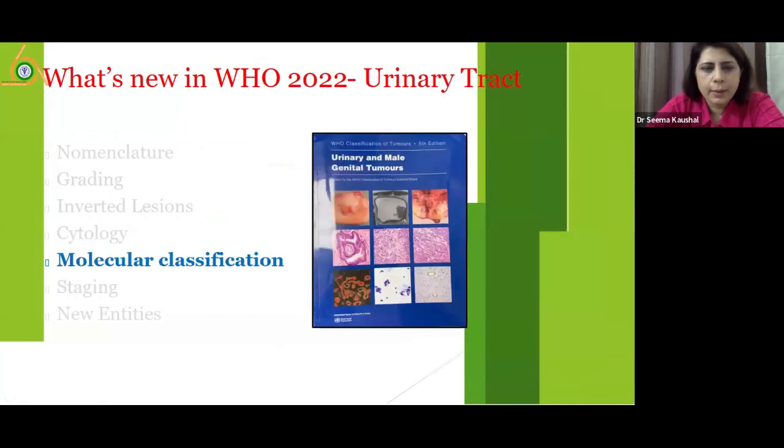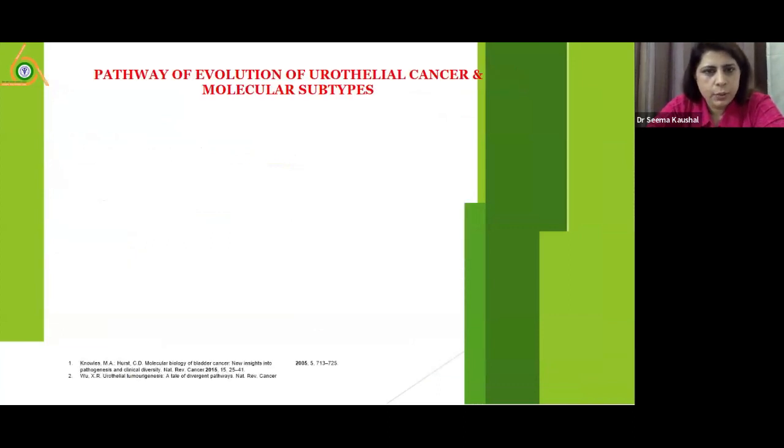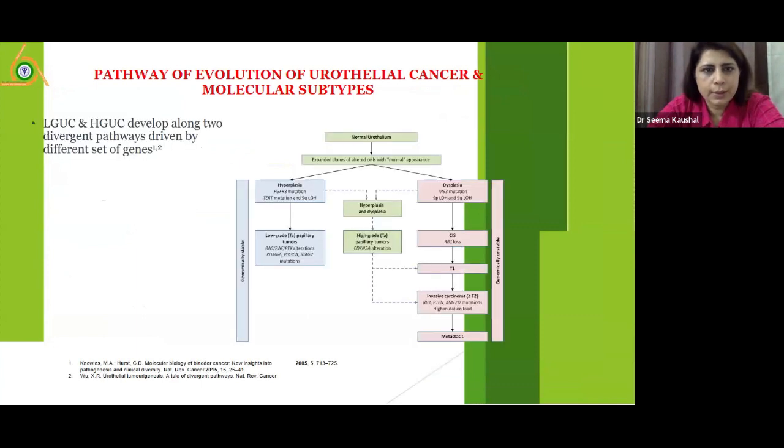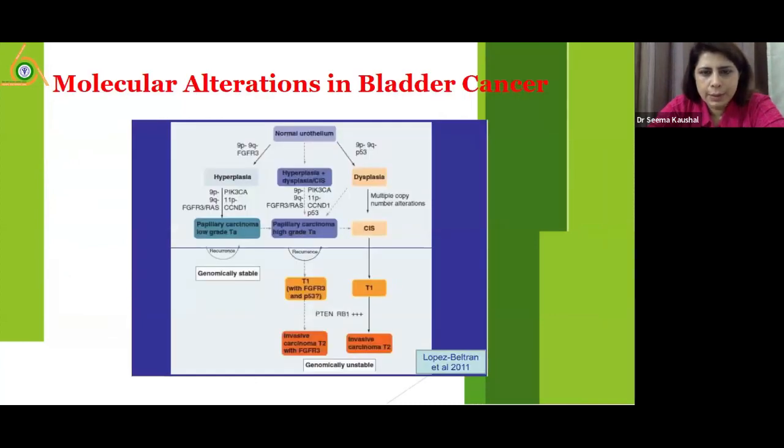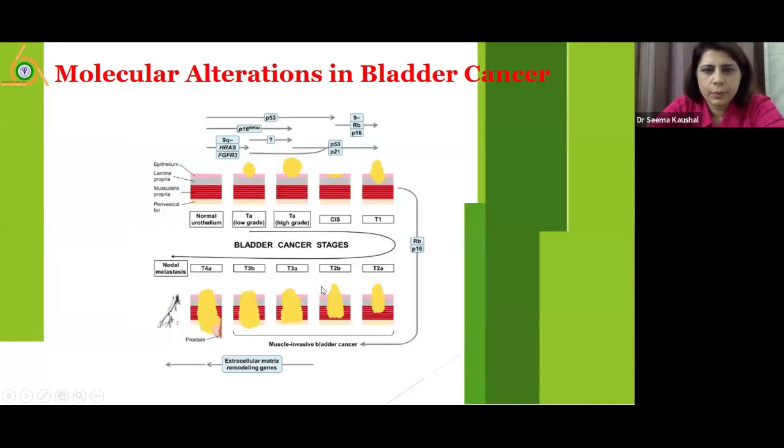Another important thing in bladder, which has come up in the last decade or so, is molecular classification. So what is this molecular classification? They say that low grade and high grade develop along different sets of pathways. Low grade ones usually have a pathway of hyperplasia and dysplasia followed by FGFR alterations, and then invasive carcinoma with FGFR3 alterations. Whereas high grade ones have dysplasia, carcinoma in situ, and usually alterations in P53 and RB1. So this is the classical teaching of two different pathways of bladder tumors.